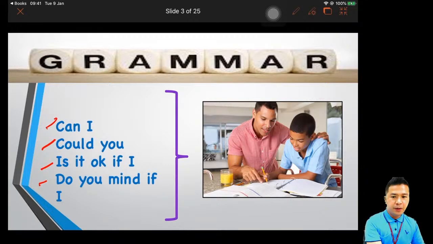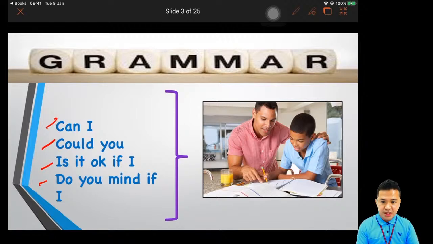I will give 2 points for the first top 3 who can give me the correct sentence structure using any among the 4 request models on the left side. Can I? Could you? Is it okay if I? And do you mind if I?